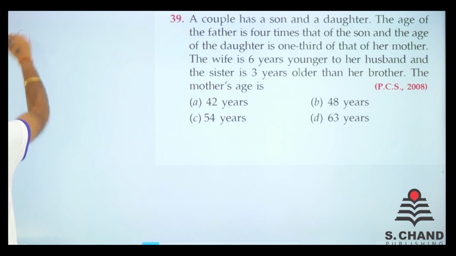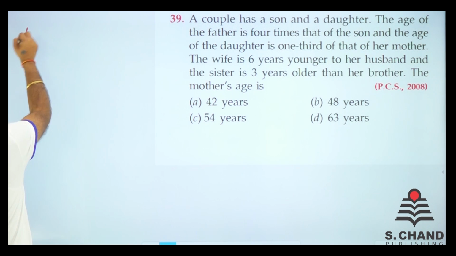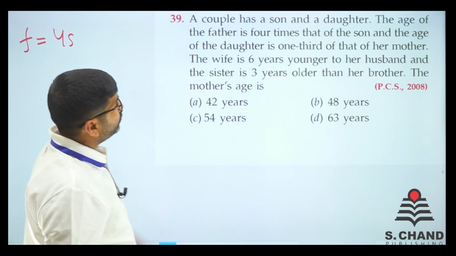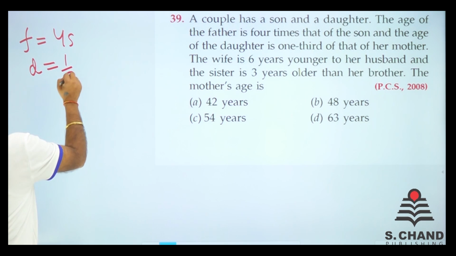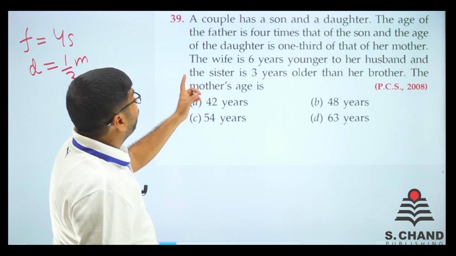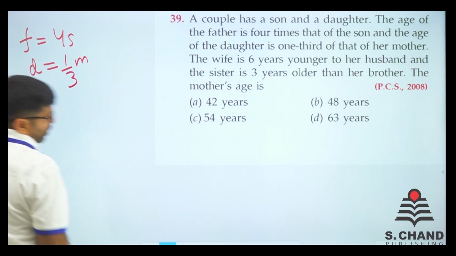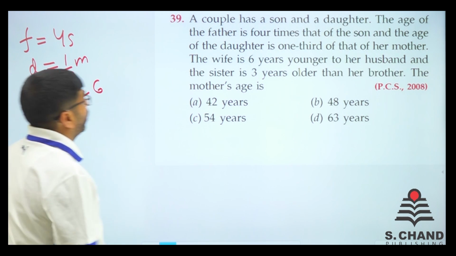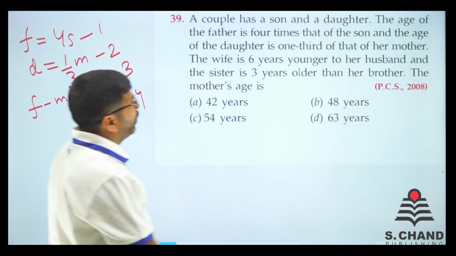So, first equation, what does it say? The age of father is 4 times that of the son, so F equals 4S, right? Age of the daughter is 1/3 of that of her mother, so D equals M by 3. Wife is mother, 6 years younger to husband. So husband is father, so father minus mother is 6. That is the equation number 3. Equation number 1, equation number 2, equation number 3, and 4 is on the way.